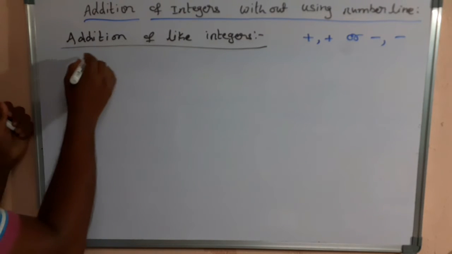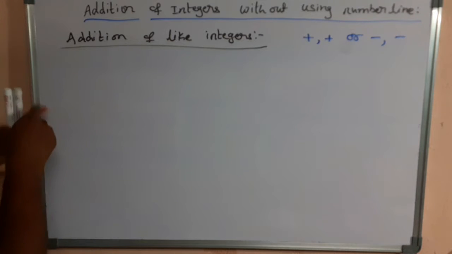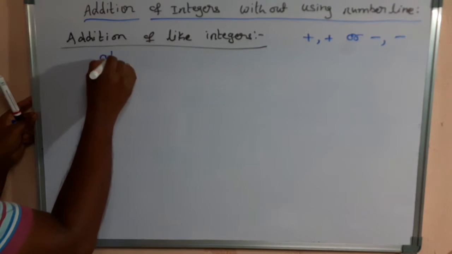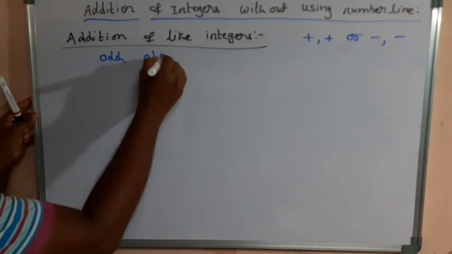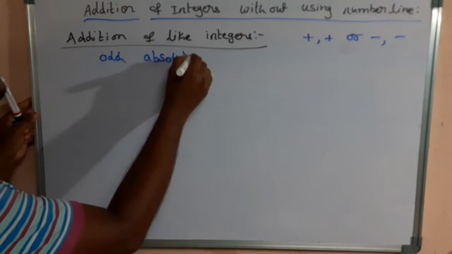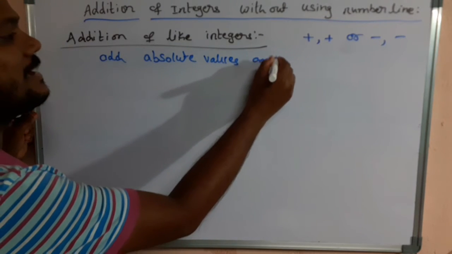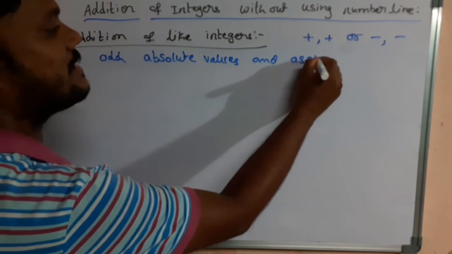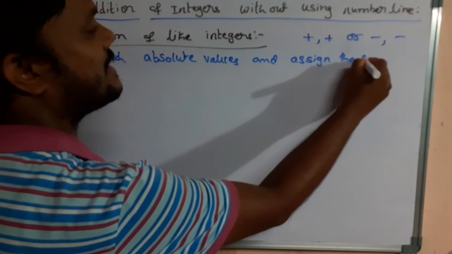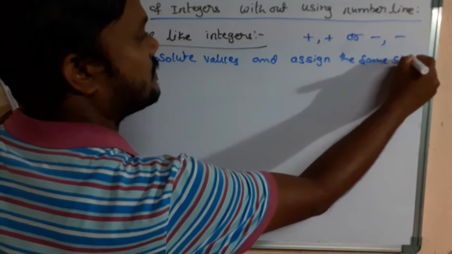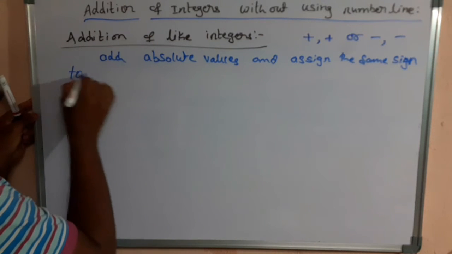So the rule that we are going to follow is: to add like integers, we need to add absolute values and assign the same sign to the result.